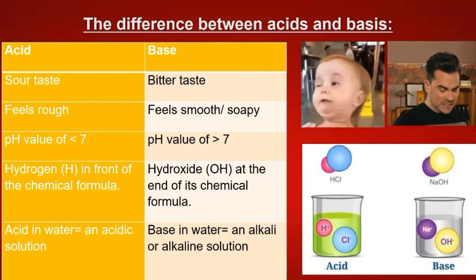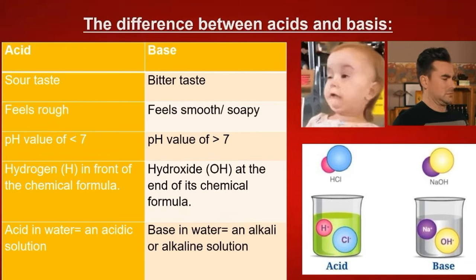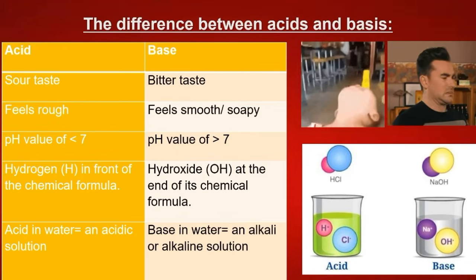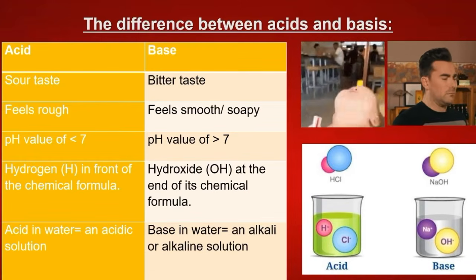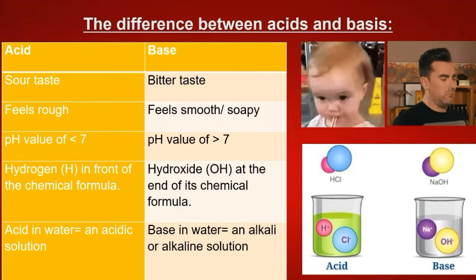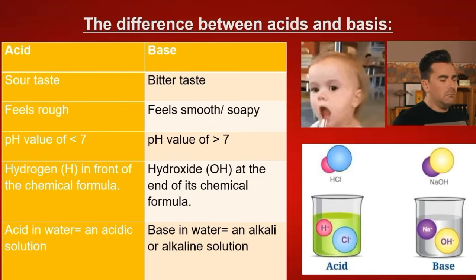Acids tend to have hydrogen in front of the chemical formula and bases tend to have hydroxide at the end of the chemical formula. And when we mix an acid in water, we call it an acidic solution. And when a base is mixed in water, it is called an alkali or an alkaline solution.